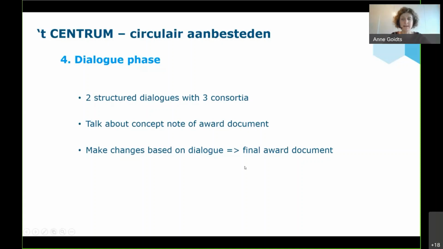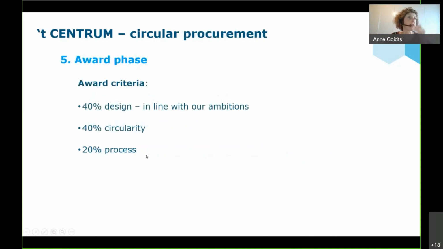And then, as I said just some slides ago, there were changes on the award document, on the selections. The criteria were changed a little bit based on the dialogue. So it's just at the end of the dialogue phases that we published the final document for the selection. And then they had to deliver a document, and we went to the award phase.